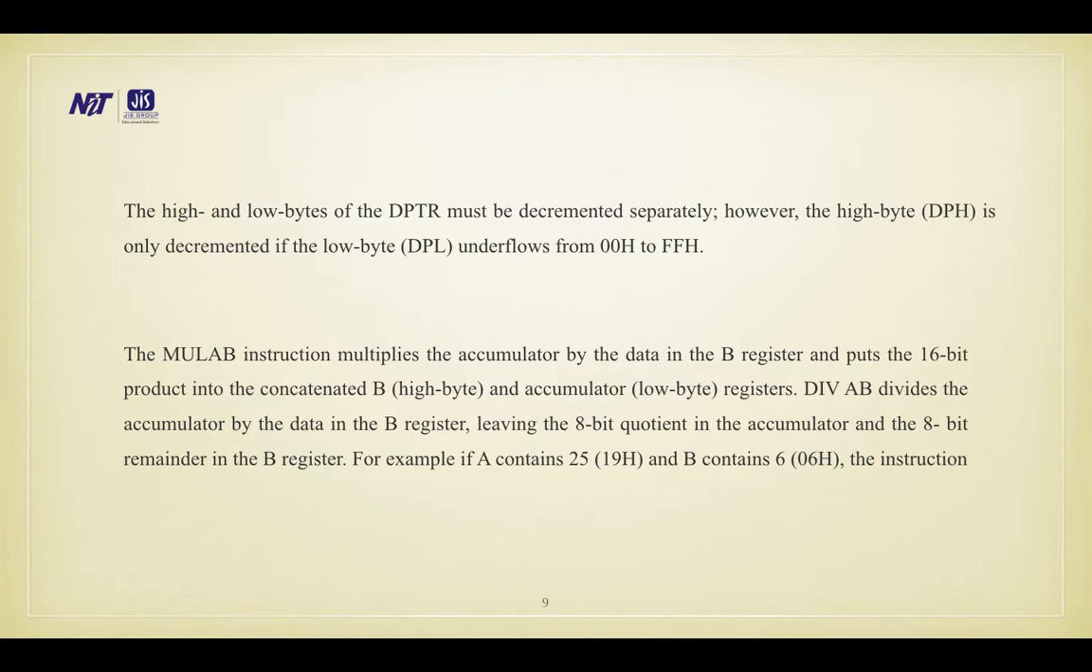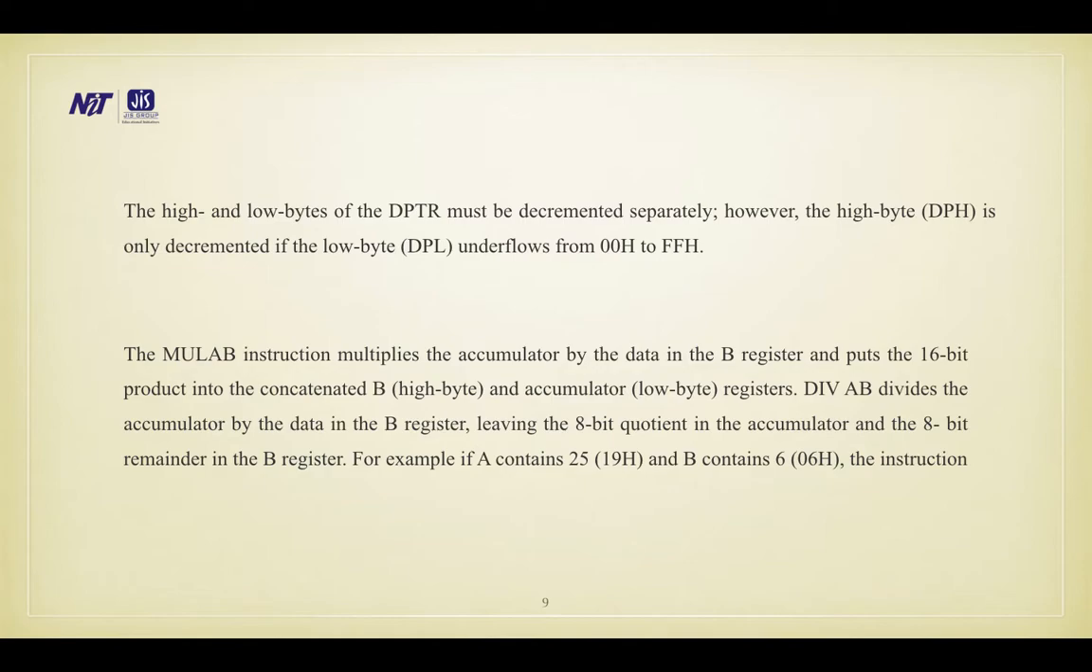The MUL AB instruction multiplies the accumulator by the data in the B register and puts the 16-bit product into the concatenated B high byte and accumulator low byte registers. DIV AB divides the accumulator by the data in the B register, leaving the 8-bit quotient in the accumulator and the 8-bit remainder in the B register.